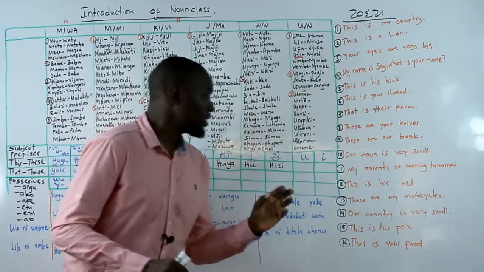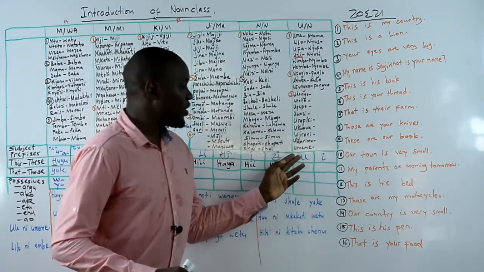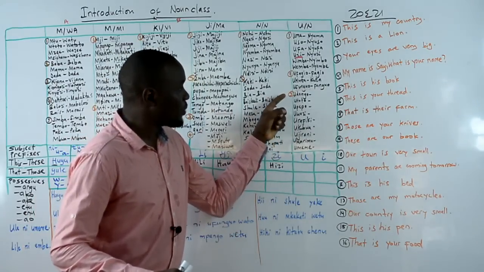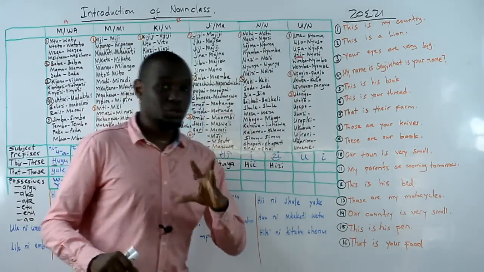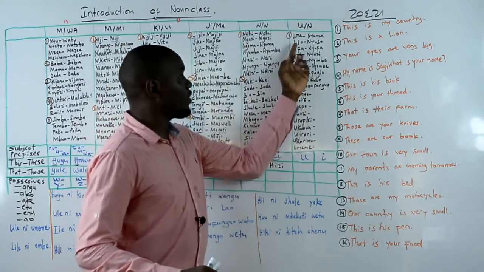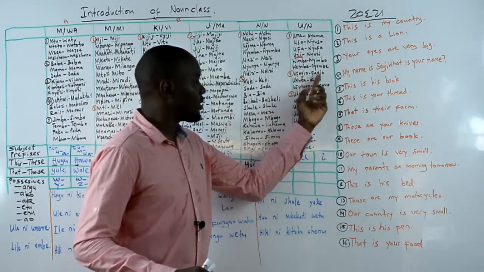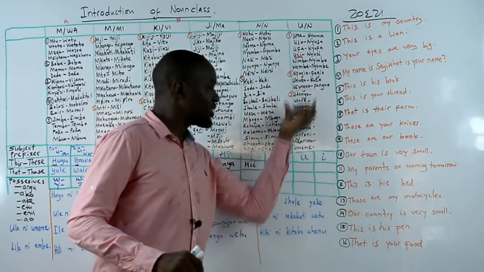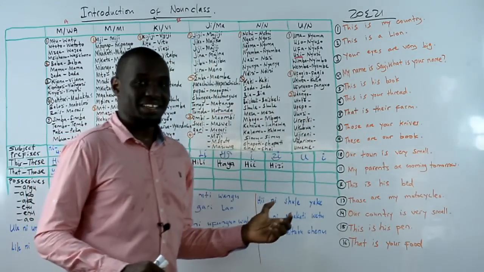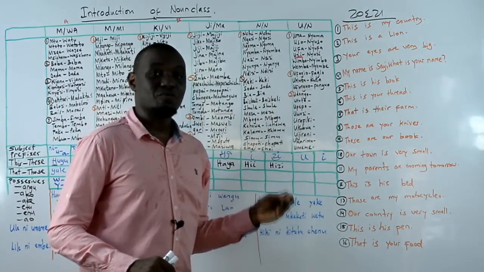For UN noun class, you need to remember, we will only have, especially for this and this, the following. You need to remember that. In group number one, you have singular and plural. Group number two, you have singular and plural. Group number three, you don't have plural. You only have singular. You don't have plural.